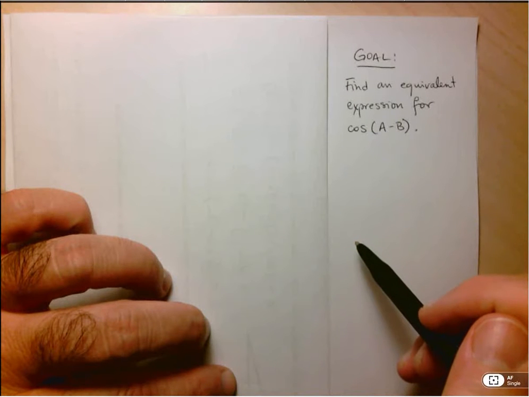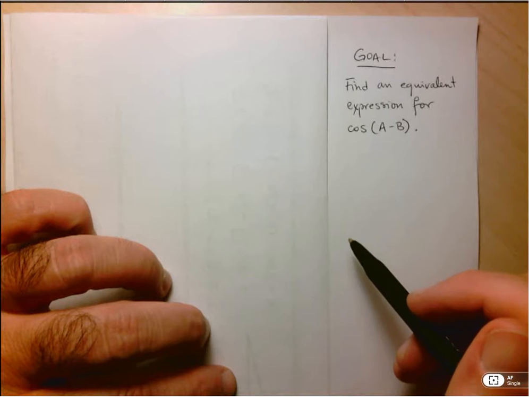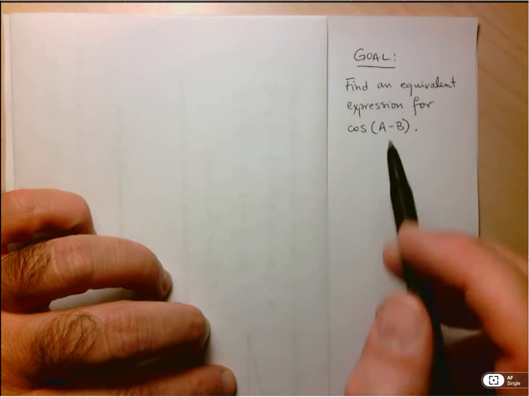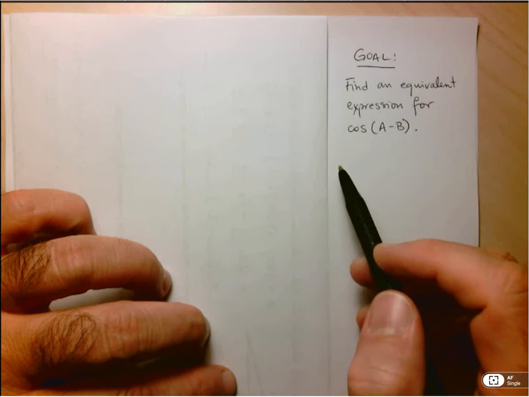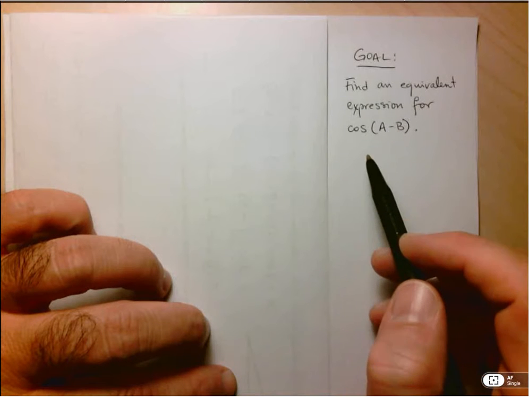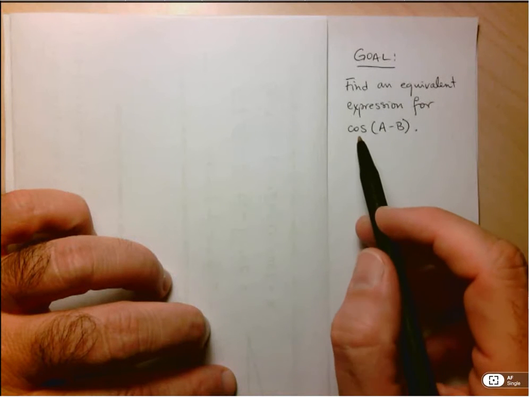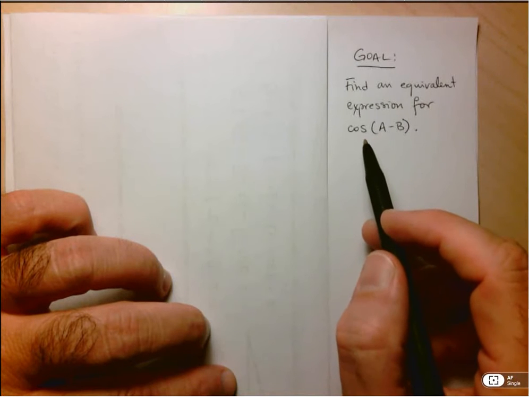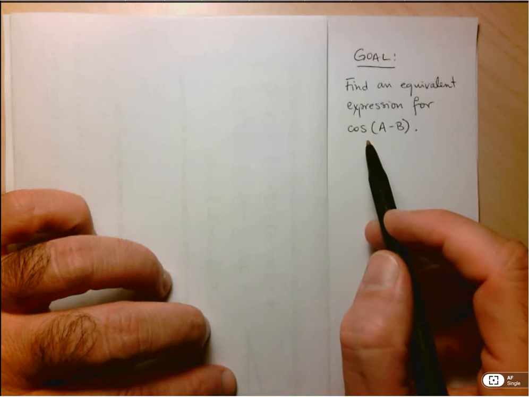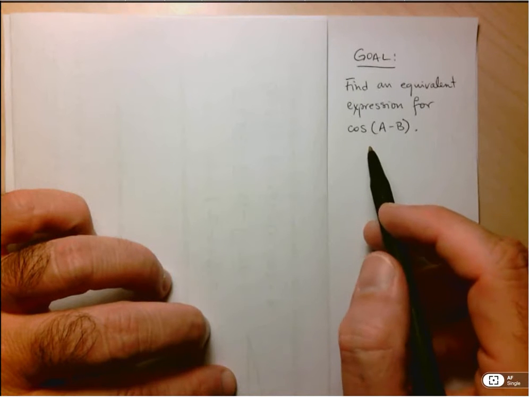But if you try out one example, you'll see very quickly that that is not true. So it's a little more complicated than that, and we're going to spend some time finding an equivalent expression analytically. What's good about finding an expression for cos A minus B is that using that result, we can then find much more easily an equivalent expression for cos of A plus B.